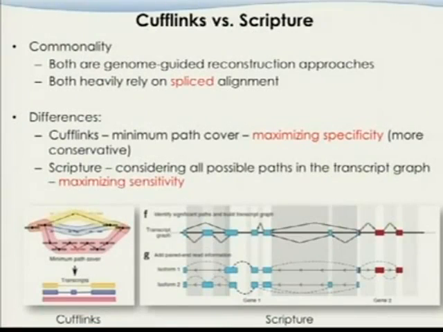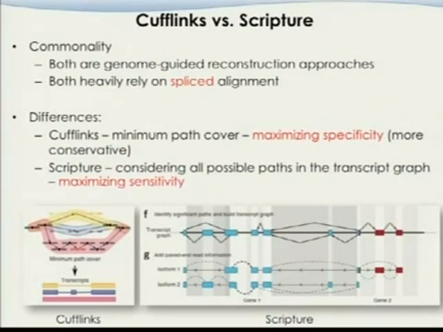And this is for Cufflinks and Scripture, and the commonality is that both need to have the splice alignments. But the difference is something I want you to appreciate. I'm not sure this will be in the exam. I'm not saying it won't be, but I'm not sure how I would have questions on that. For Cufflinks, you are maximizing the specificity, meaning that if I say there is something, I want it to be right. I may miss a lot of things. But for Scripture, it's maximizing sensitivity, meaning that if there is something, I'm going to report it. I'm not going to miss it too much.